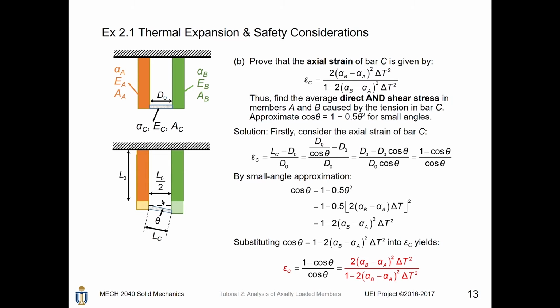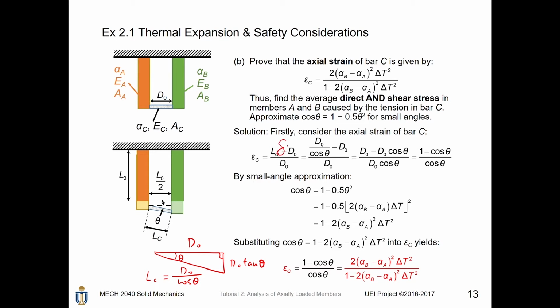For part B, we are going to prove the axial strain of the bar C. So we still consider this right angle triangle, D naught and theta. Then this side becomes D naught tangent theta, and the hypotenuse will become D naught divided by cosine theta. If we call this hypotenuse LC, then the axial strain of bar C equals LC minus its original length. So it is the deformation caused by the change of temperature.